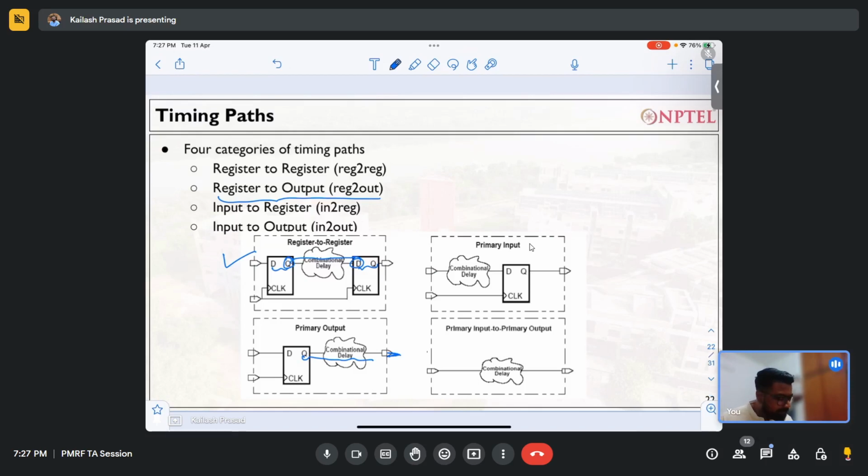Then there can be another timing path which is input to register, and there can be input to output for a combinational design. If your design is fully combinational, you do not have flops. So there can be four kinds of timing paths. When you do static timing analysis, you have to take care of all the timing paths. Any question on the timing paths? Okay, no questions.